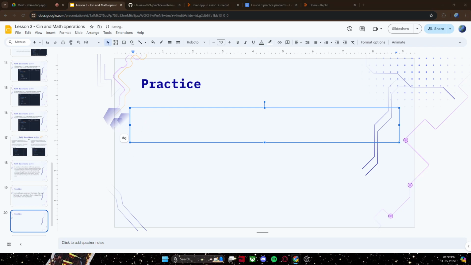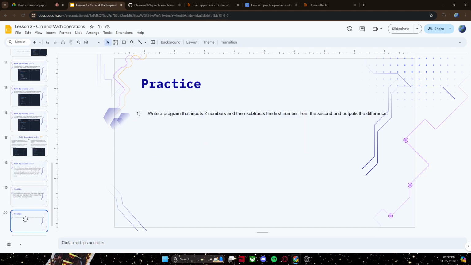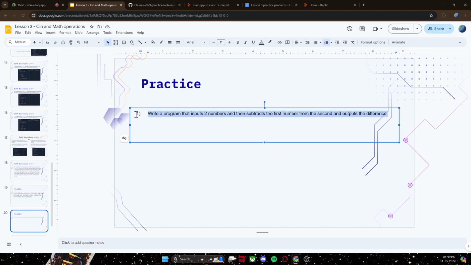Alright, you guys can work on this one. It says write a program that inputs two numbers, subtracts the first number from the second number, and then outputs the difference. So it's going to be similar to this one, but instead of adding the numbers, you're subtracting them. You should be able to solve it if you were able to solve the first one. So just work on it for now, and then I'll give you a few more.